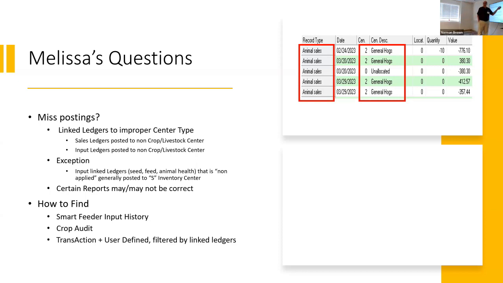In this case, this is looking at the smart feeder input history report. We have a record type of animal sales, but you can see that the general description is obviously not an animal center. Whenever I see an animal linked ledger in a non-animal center, I encourage people to change it to an animal center or change it to a non-linked account. Just because some reports may or may not work correctly because we had the ledger type mismatched. I know the transaction plus cost analysis is very sensitive.